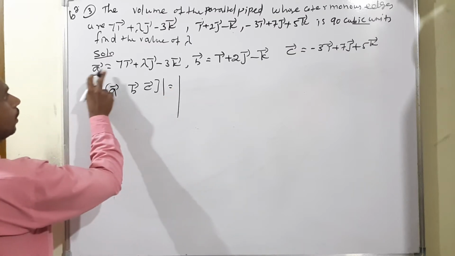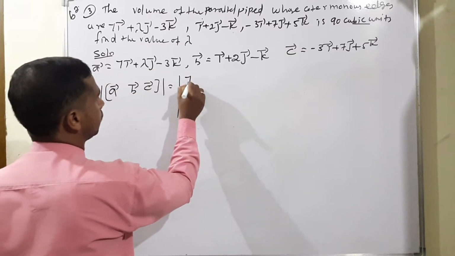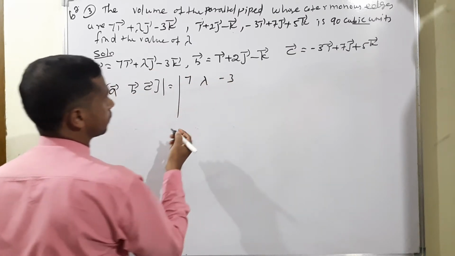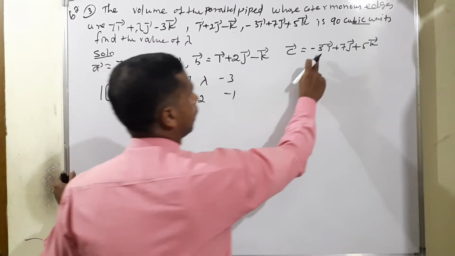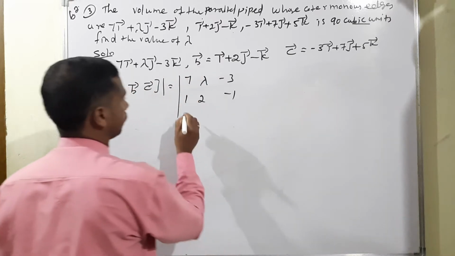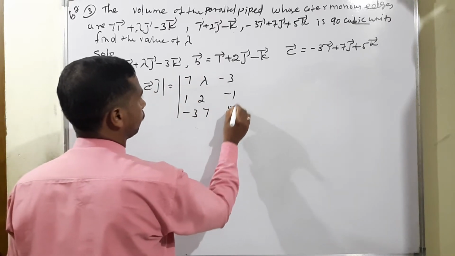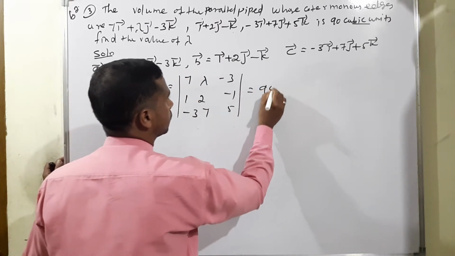the determinant. A vector means 7, lambda, minus 3. B vector: 7, lambda, minus 3... 1, 2, minus 1. C vector: minus 3, 7, 5, is equal to 90, isn't it?